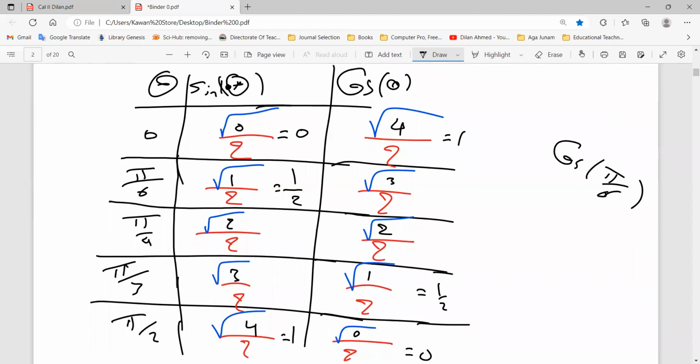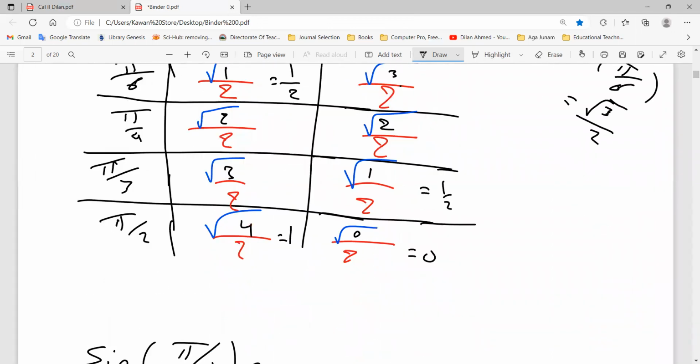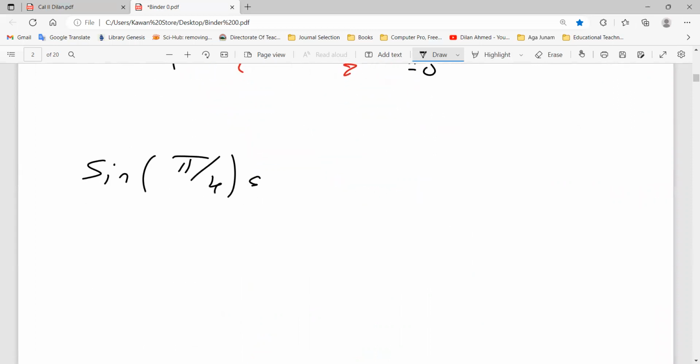Now maybe you ask about cosine of pi over 6. So here's cos of pi over 6, and here's cosine. So it is equal to square root of 3 over 2. You don't need to memorize it, just try to use the table. Or maybe you ask about sine of pi over 4. So I go to the pi over 4, and sine is the first column. So I'll get root 2 over 2, or in some books, 1 over root 2. You can leave it or use that one. I prefer that one to not be confused between them.